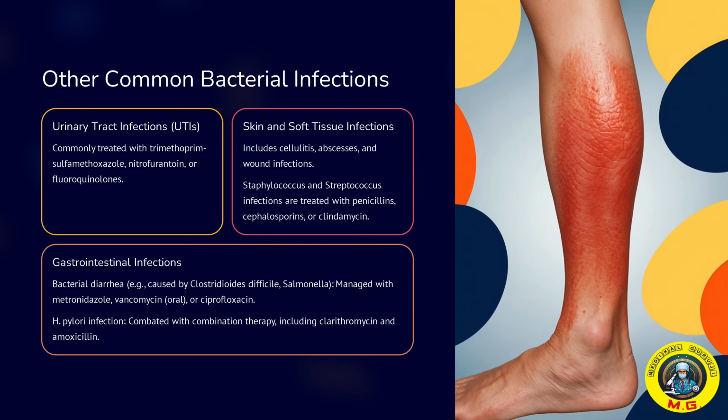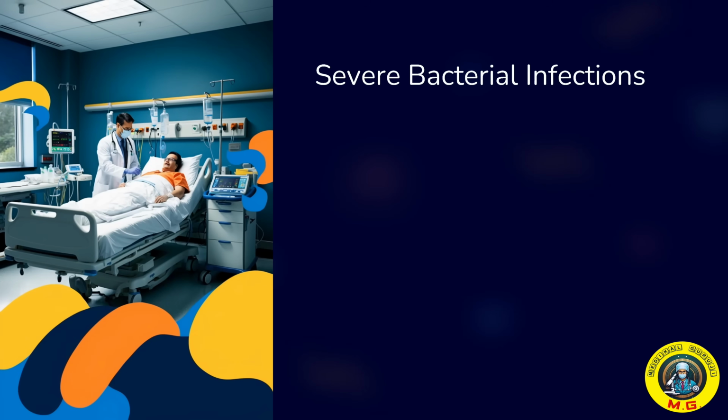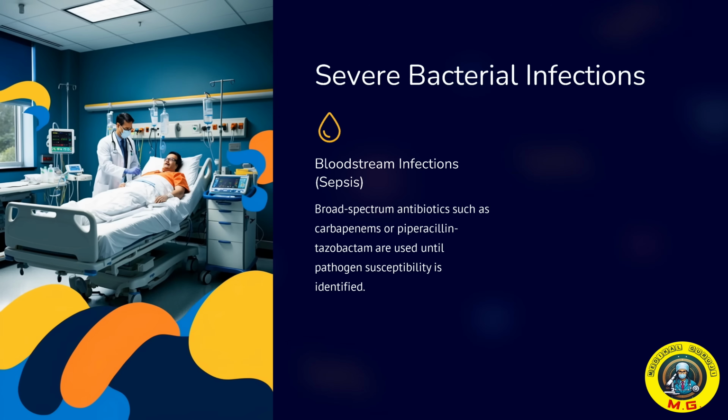Fourth use is in treating the gastrointestinal infections like bacterial diarrhea caused by Clostridioides difficile and salmonella, which are managed with metronidazole, vancomycin oral, or ciprofloxacin. And another gastrointestinal infection is H. pylori infection, combated with combination therapy including clarithromycin and amoxicillin. Then fifth one is bloodstream infection, that is sepsis. Broad spectrum antibiotics such as carbapenems or piperacillin tazobactam are used until pathogen susceptibility is identified.